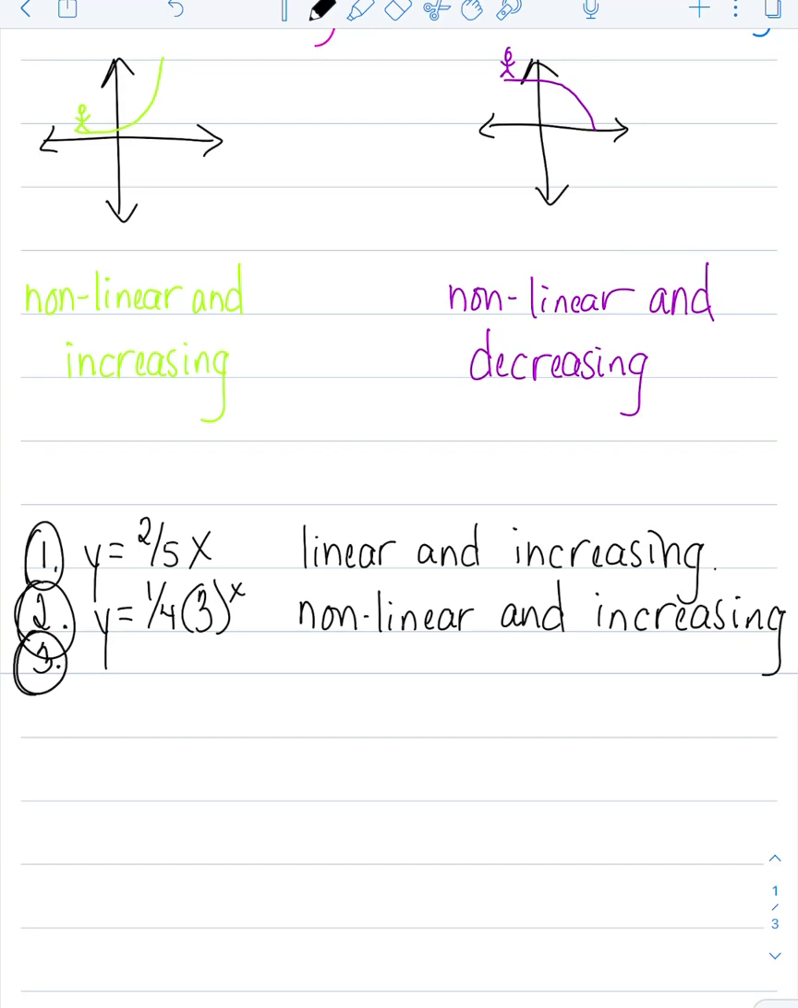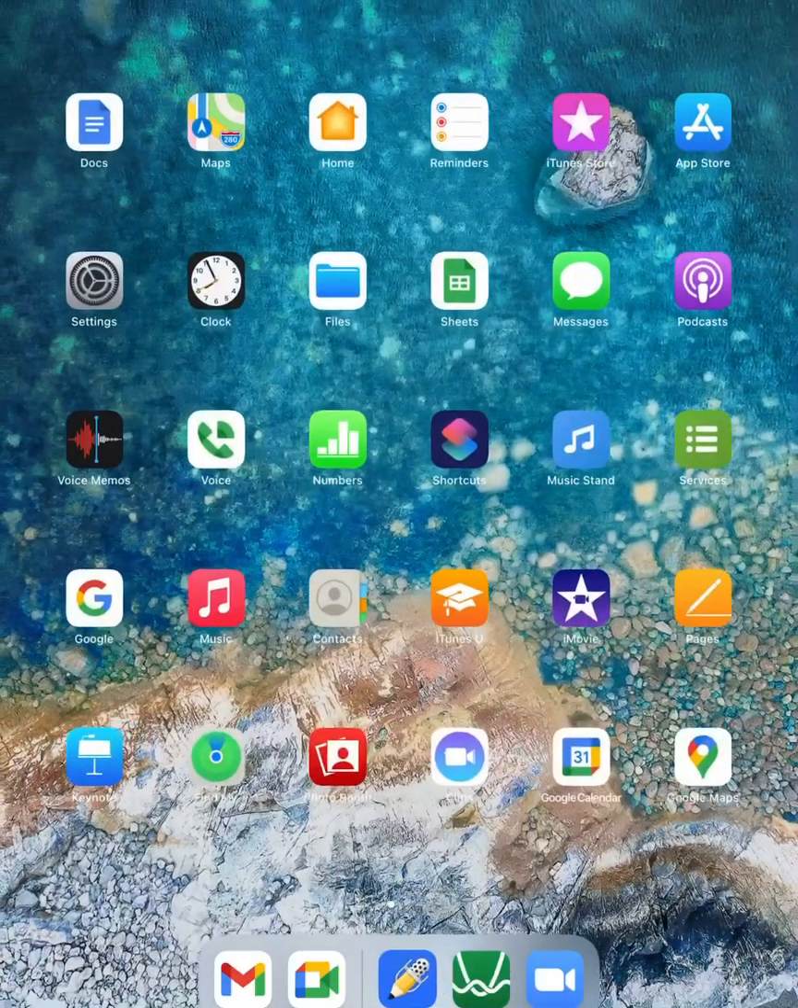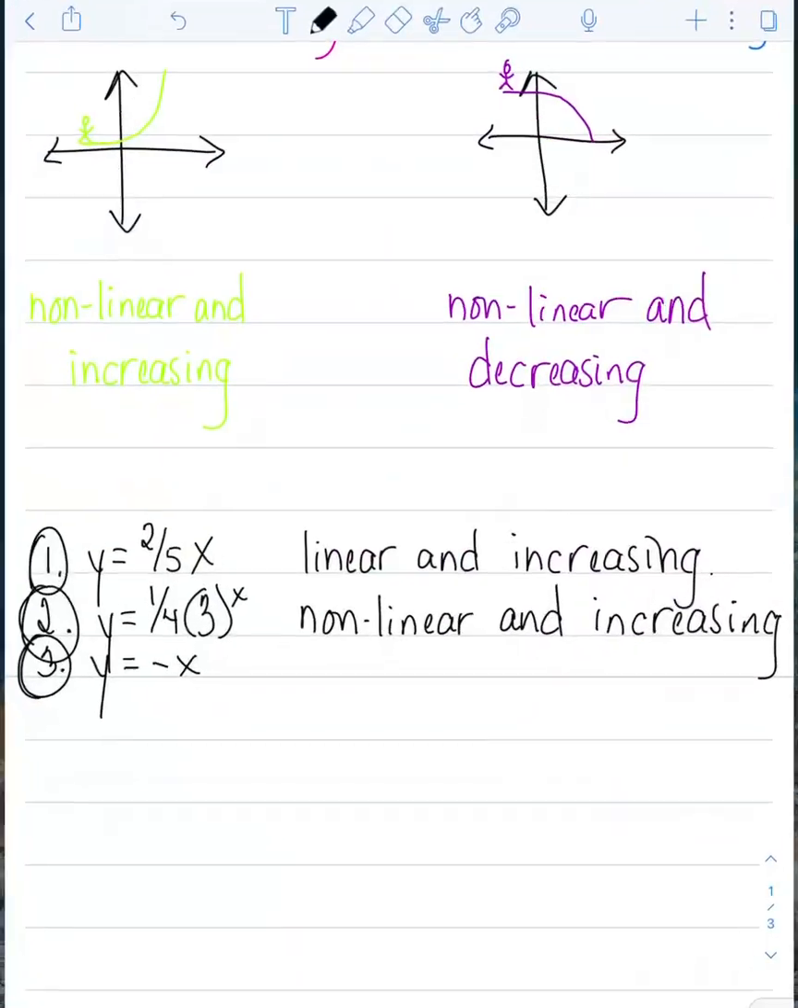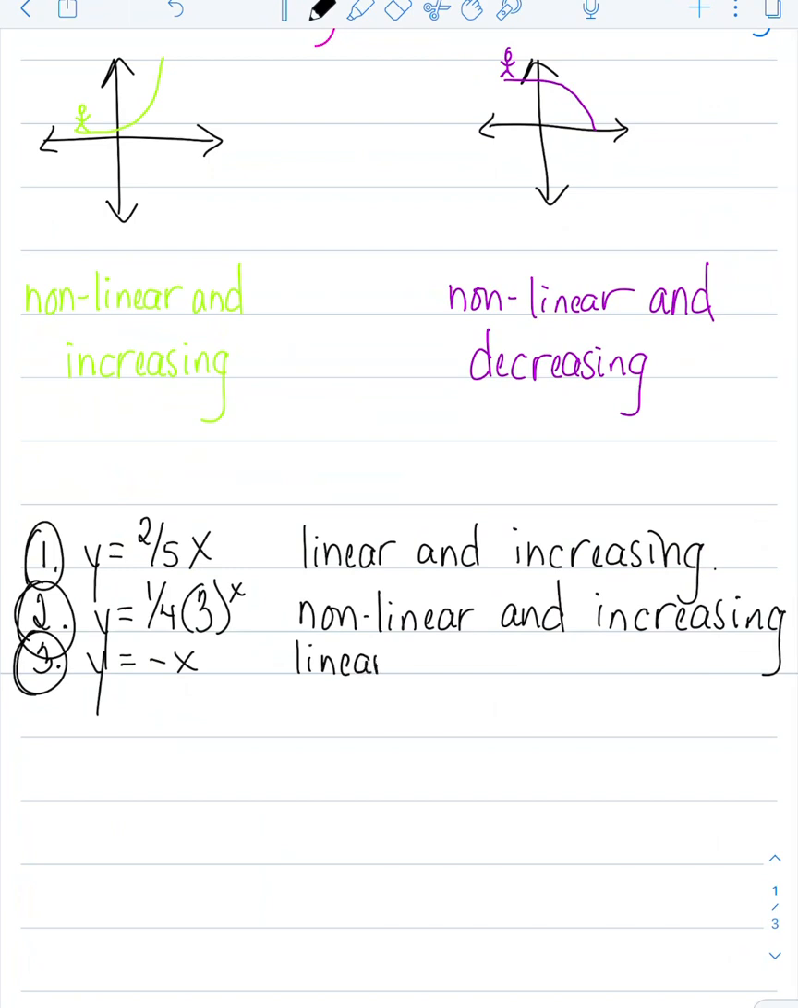So let's say we have y equals negative 1/3 x. Oh, I'm sorry. Sorry about that. Y equals negative x. So you go to Desmos. Let's start fresh. Y equals negative x. Is that a perfectly straight line? Yes, it is. And it looks like it's going down. So this is linear because it's a straight line, and decreasing because it's going down.